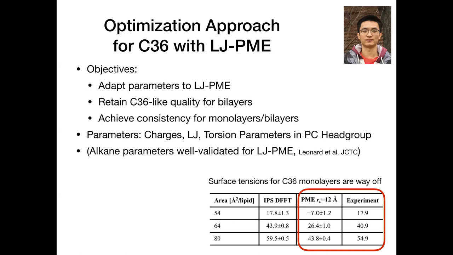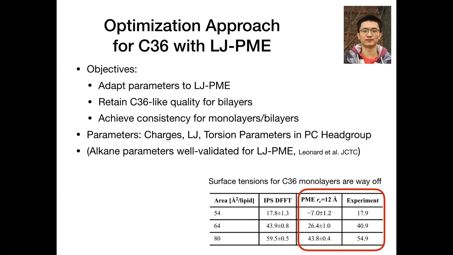Yalun did a lot of this work, and we've been working together on this for a year, or a little bit over a year. So the objective is we want to adapt the C36 parameters to work with LJPME, and we want to get the same quality as CHARMM36 for the properties that CHARMM36 does well, which is area per lipid and the SCDs, the order parameters, compressibility, like all these structural properties for bilayers we want to retain. But at the same time, we want to achieve consistency between monolayers and bilayers.